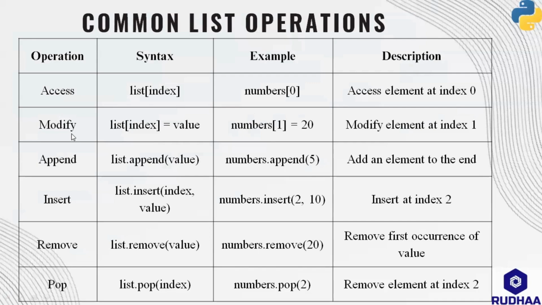The next operation is modify. Modifying means changing one particular value present in the list. That can be done using the syntax list[index] = value. With an example, numbers[1] = 20 means that at index 1, the second element, the value is replaced by 20. Suppose we have 1, 2, 3, 4, 5, then this 2 will be replaced by 20. That is given in the description: modify the element at index 1. It will replace the value with the new value we are giving.